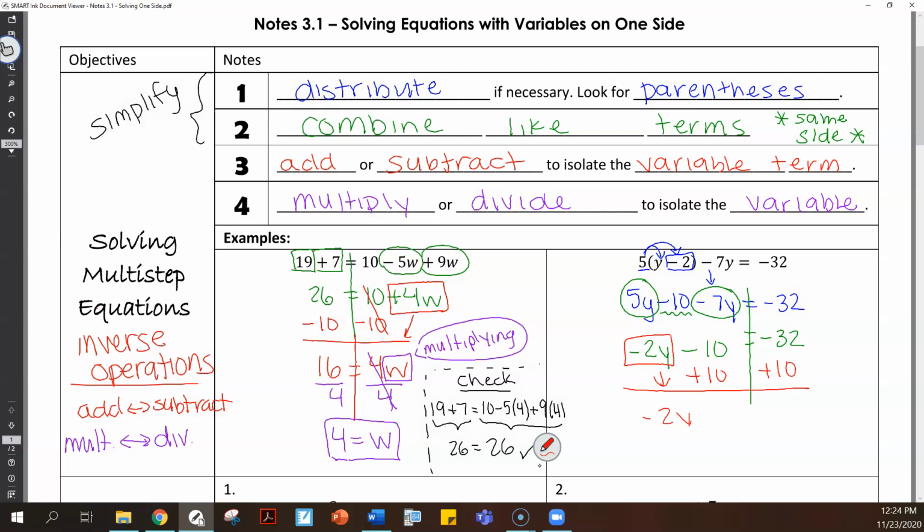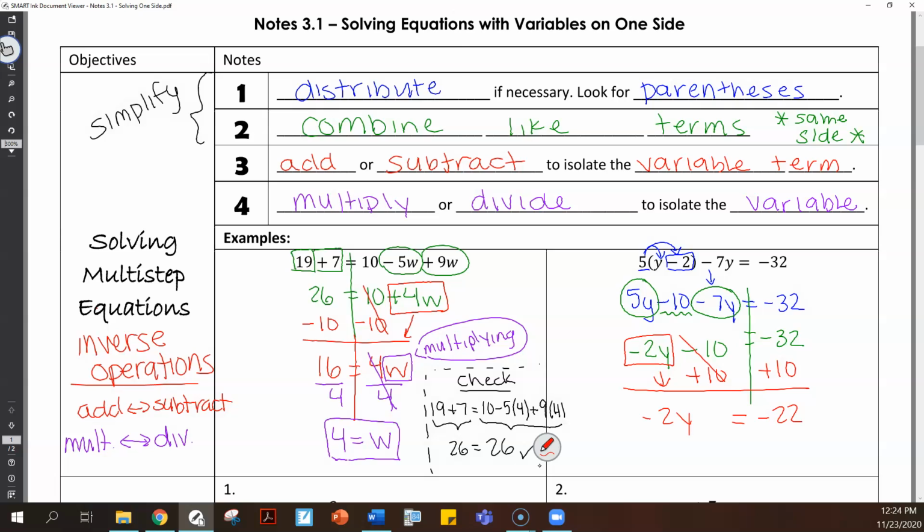-2y comes down. I haven't done anything to it. It didn't change in any way. It's just going to come down. My -10 plus my 10 equals 0, so those are going to disappear. And then -32 plus 10 is -22.